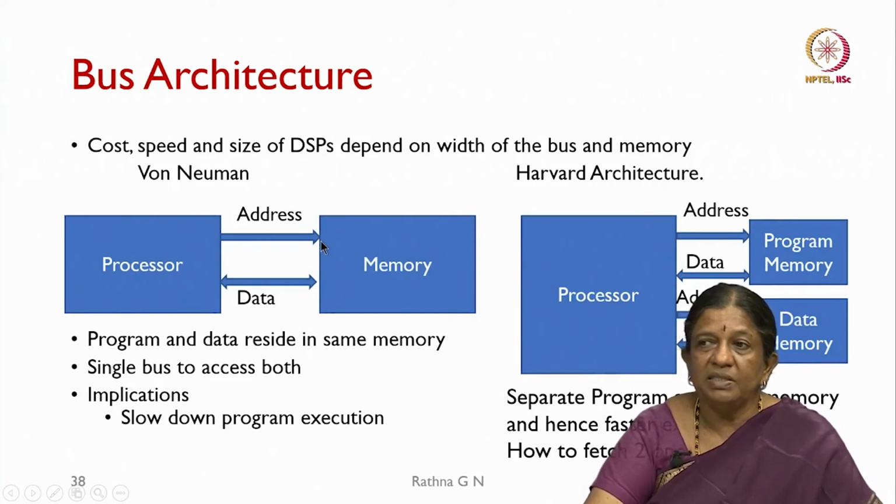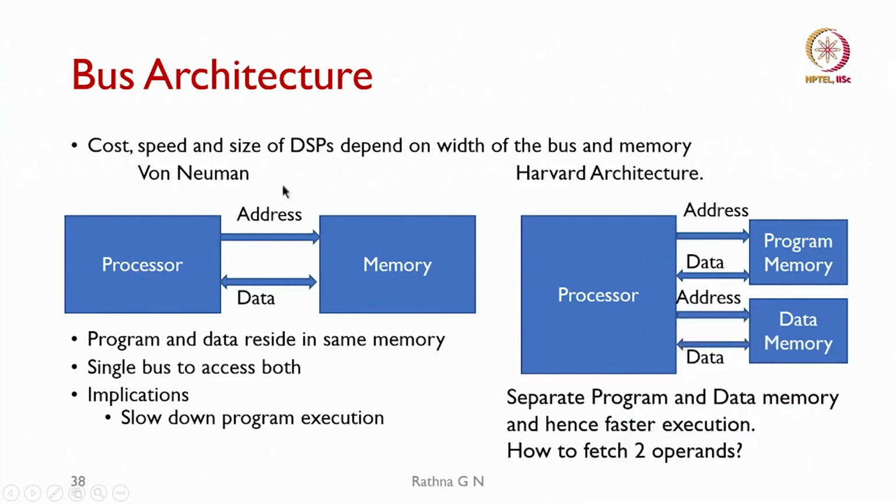So, coming to the bus architecture, it depends on the cost, speed and size of the DSP processor, basically the width of the bus and memory. We have two architectures. A lot of normal CPUs use the von Neumann architecture, whereas DSP processors use the Harvard architecture. In the von Neumann case, program and data reside in the same memory, with a single bus to access both address as well as data.